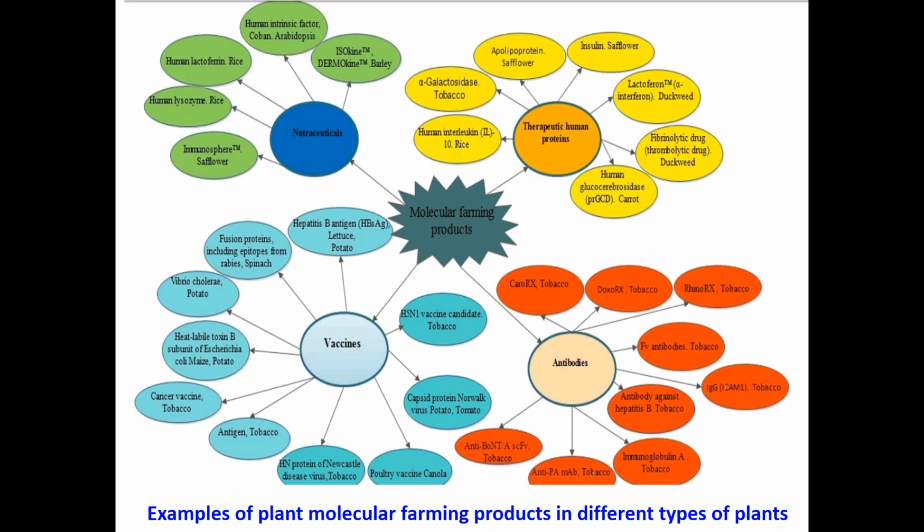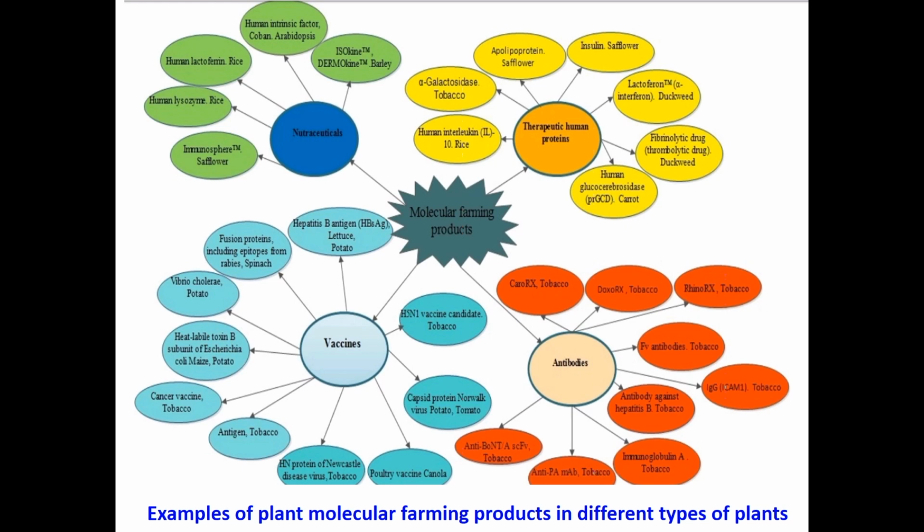Therapeutic human proteins: plant systems like rice, tobacco, safflower, duckweed, and carrot are different platforms for production of therapeutic human proteins. For example, insulin is produced in safflower. These are the different plant systems used for production of these therapeutic human proteins. And galactosidase in tobacco is another example.